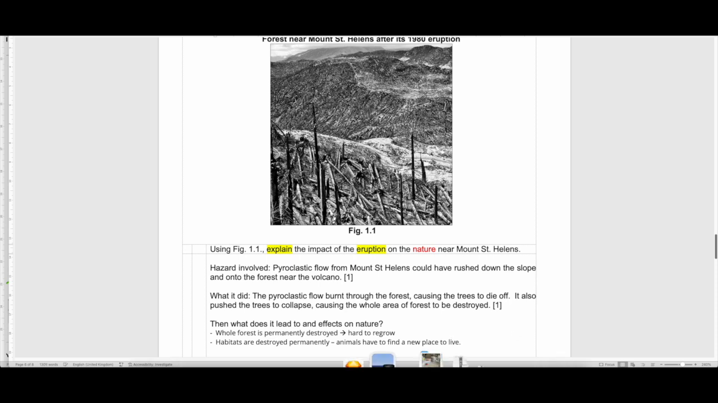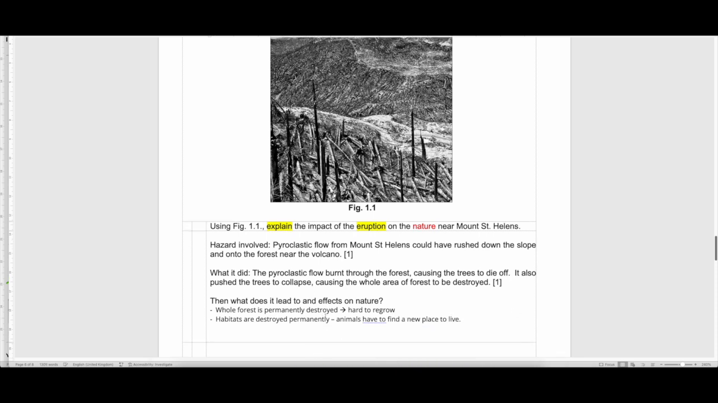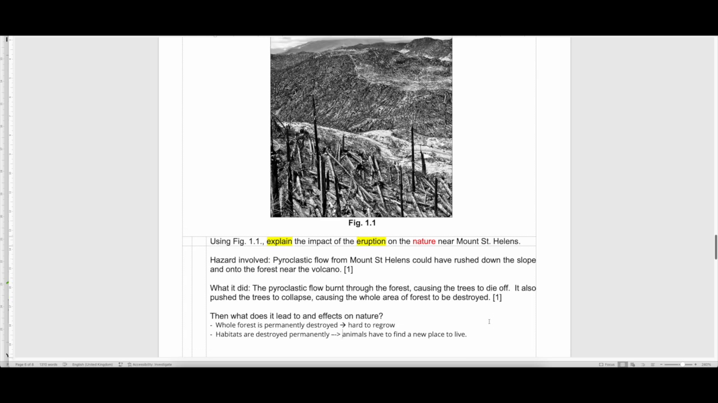Each of these points is really worth 1 mark. So I've given you 4 possible marks of possibilities here. Of course, there could be other things, like some of you might say, for example, animals are killed in the process, also can. But basically how it affects nature, some simple effects is good enough. Of course you must be clear of the location. So whole forest near the volcano or near Mount St. Helens, or near Mount St. Helens in this forest.